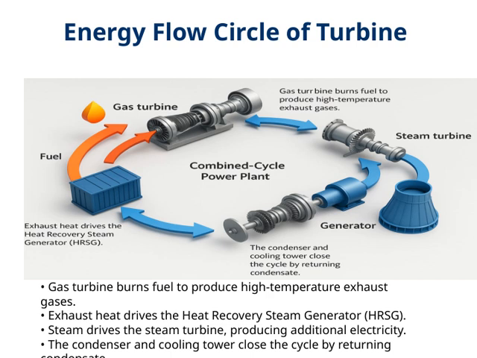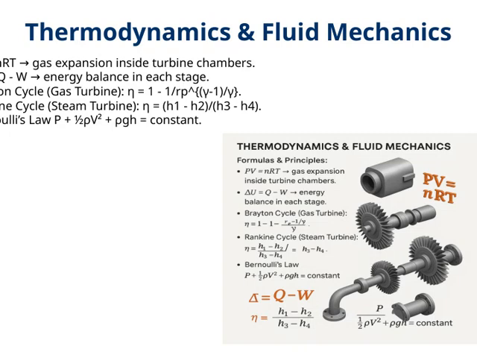Finally, the cycle is closed by the condenser and cooling tower, which return the condensate back into the system. This continuous flow ensures that energy is effectively recycled within the cycle, maximizing power output and efficiency. This whole process highlights how we can harness waste heat to generate more electricity, which is a core idea in efficient power plant design. Let's dive into some fundamental concepts that govern how fluids and gases behave in turbines.